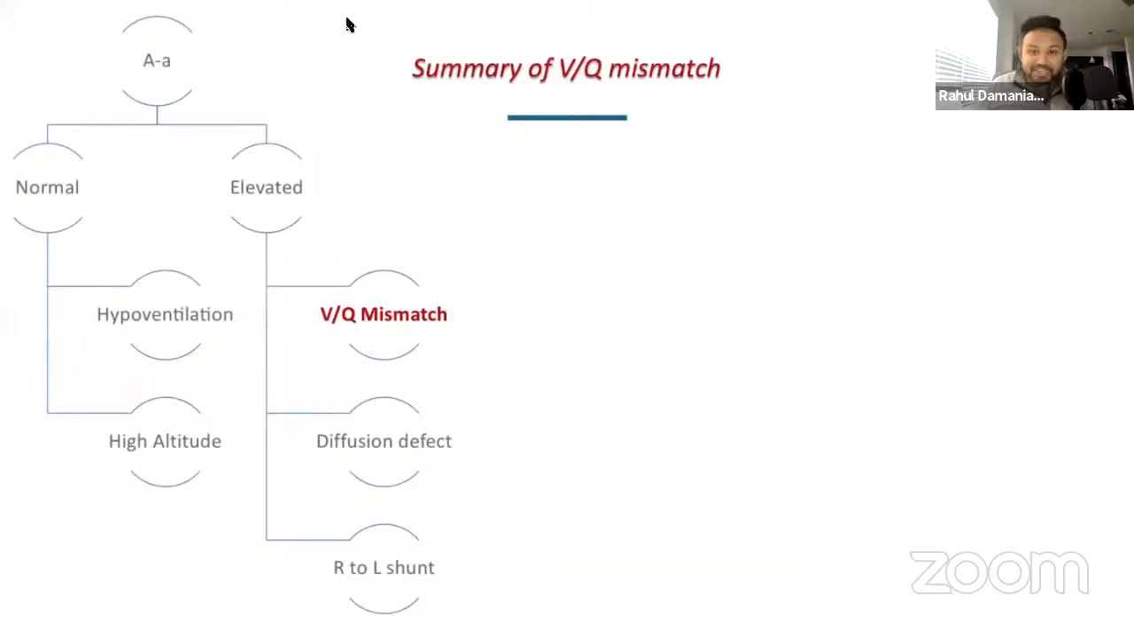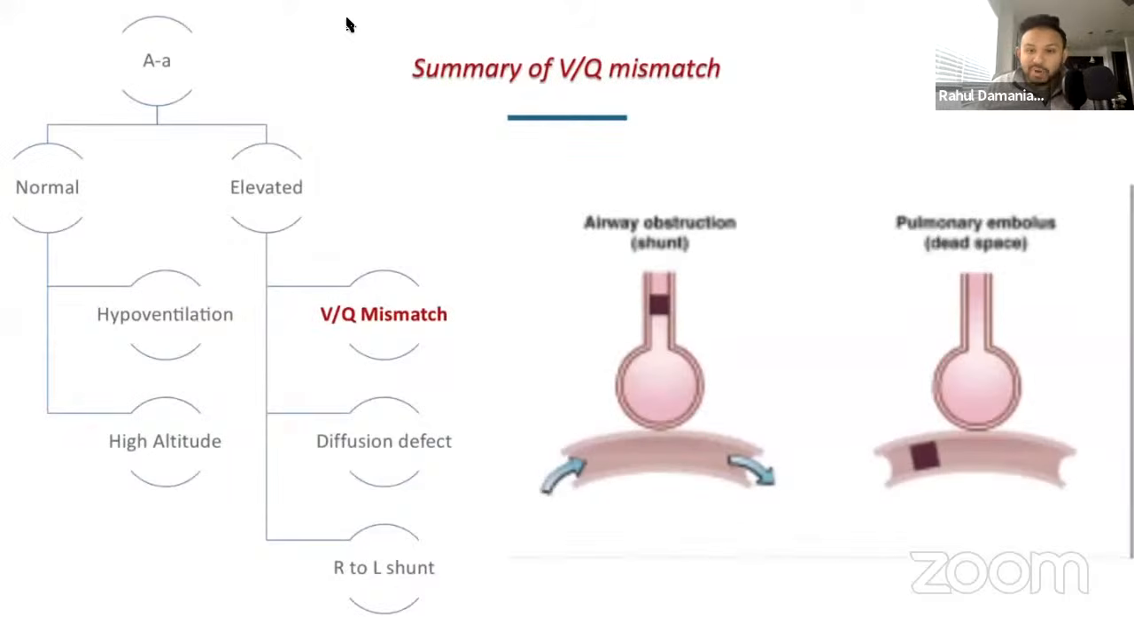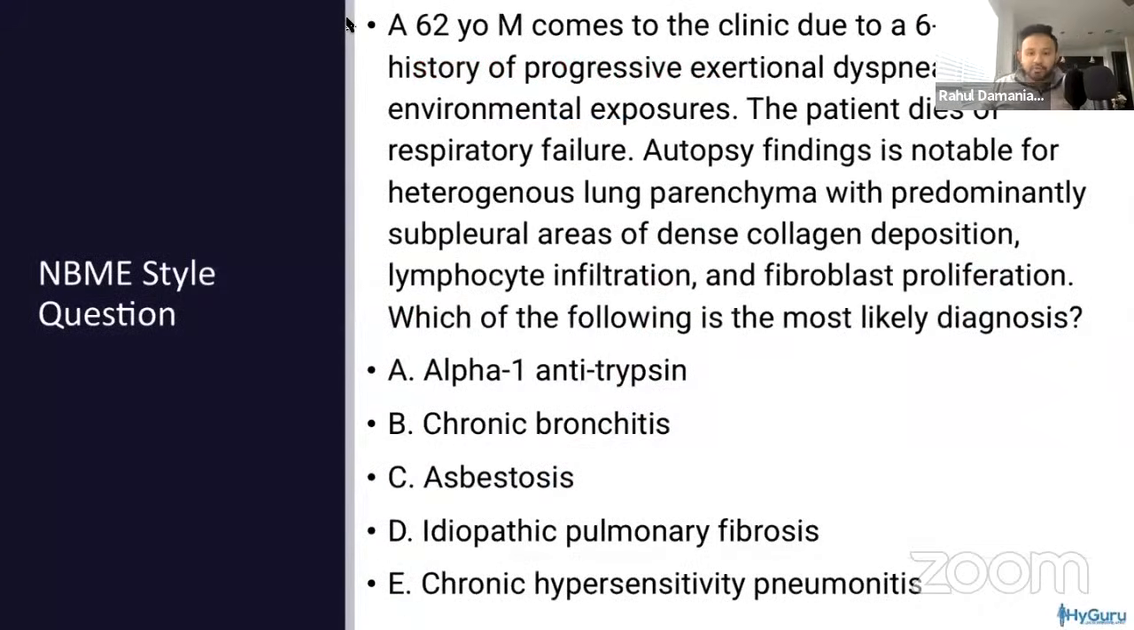So VQ mismatch, very high yield. And I just want to summarize it by revisiting this pulmonary capillary interface, where you see the blockage of the alveoli, that's going to be shunt. And if you have blockage of the actual capillary, which is going to be right here, that's going to be known as dead space. Let's go ahead and continue to move on and talk about this vignette here.